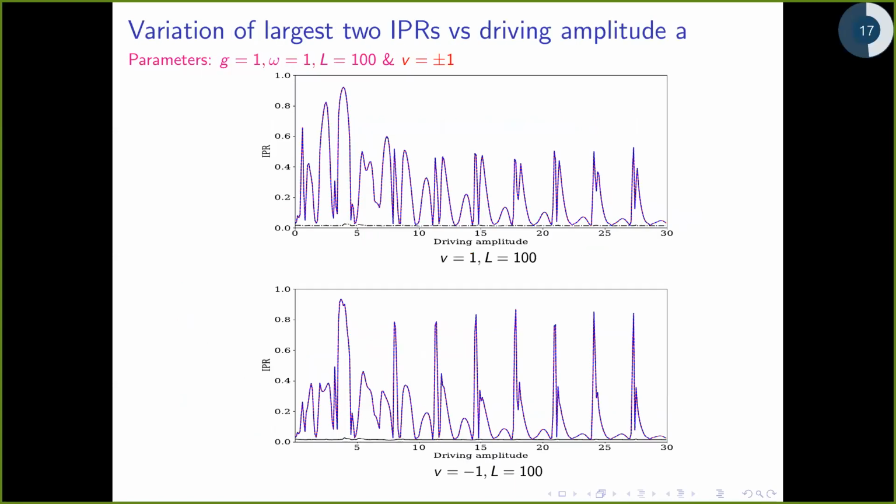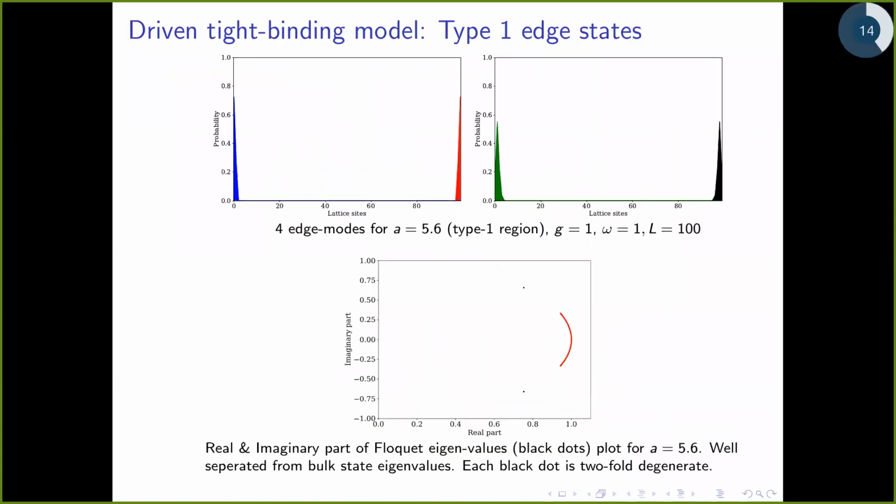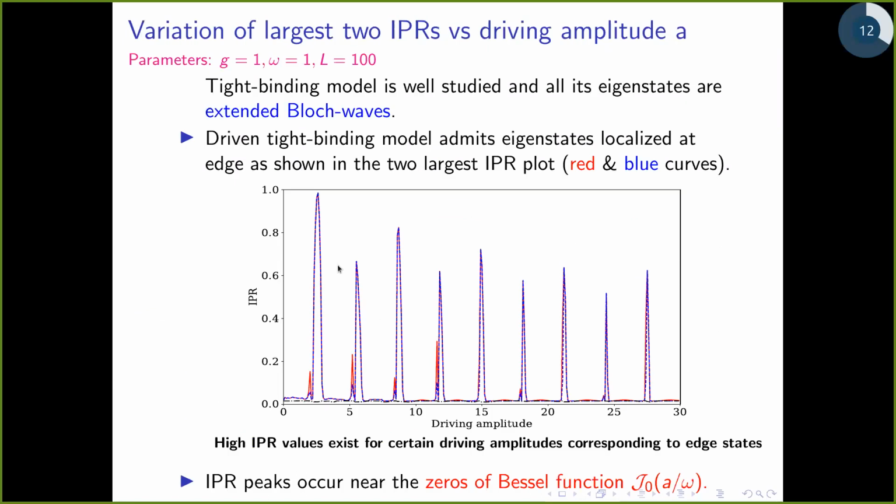So here are the results. This is the maximum IPR plot versus driving frequency for L equals 100, and this is V equals +1 and V equals -1. What you can see is that there are a lot more regions in this parameter space where you have high IPRs, which means where you have edge states present, compared to this plot where V was 0.